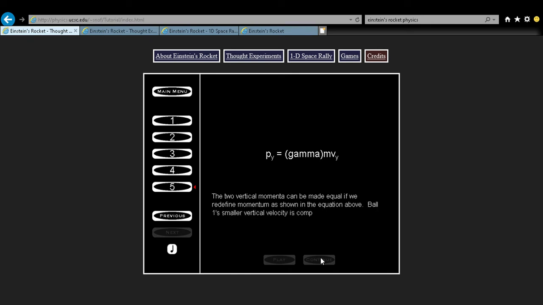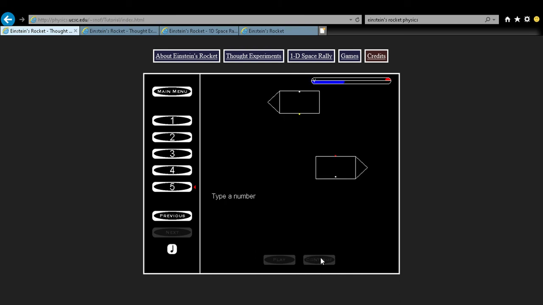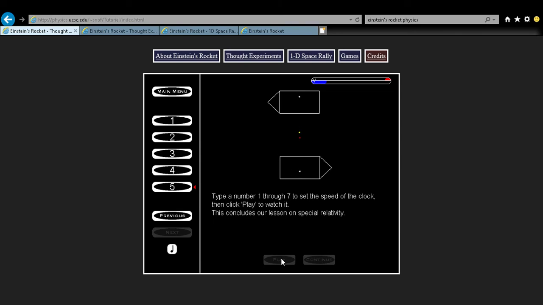Yeah, so E with momentum, which in Newtonian physics is just mass times velocity of a moving object, has to be corrected for the effects of relativity. Okay, so here's 1, 3, and the most extreme, 7.